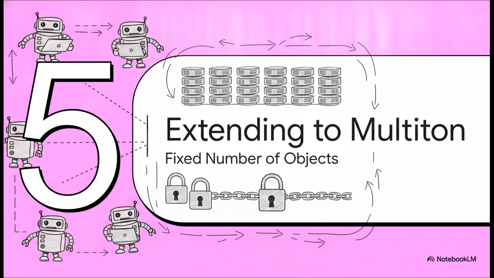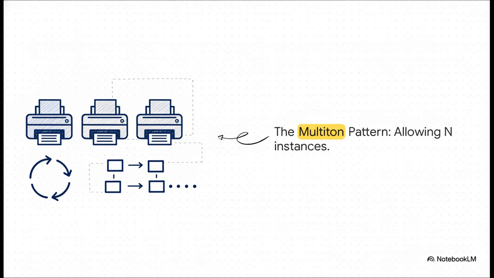Finally, Section 5, extending to the Multiton. What happens when you need strict control, but one single instance just isn't going to cut it? What if our university lab actually upgrades and gets 3 physical printers? Well, we adapt. The Multiton pattern tweaks our singleton logic to maintain a fixed collection of instances.